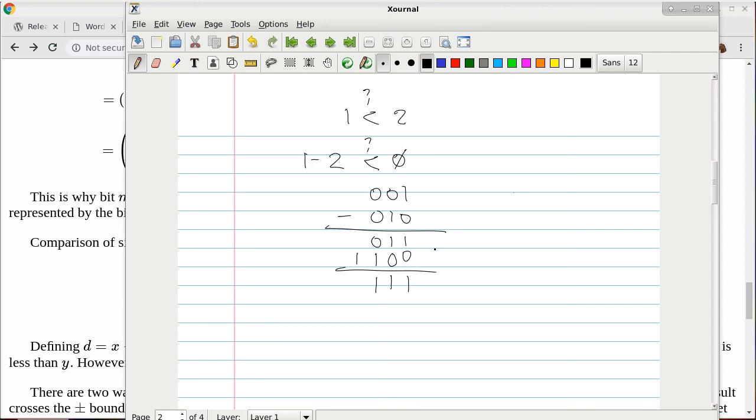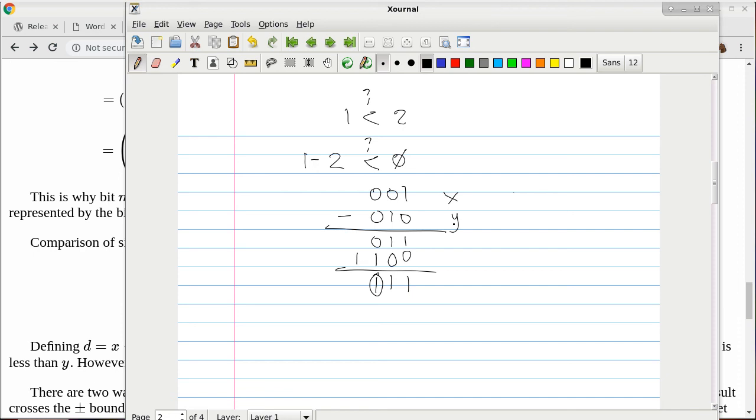I don't care about that overall borrow. Remember, I only want to look at the sign bit of the difference, which is this guy here, and it's a 1. That tells me that x is less than y, or the signed value represented by x is less than the signed value of y. That works, okay. But then you can say, well, these are non-negative numbers.